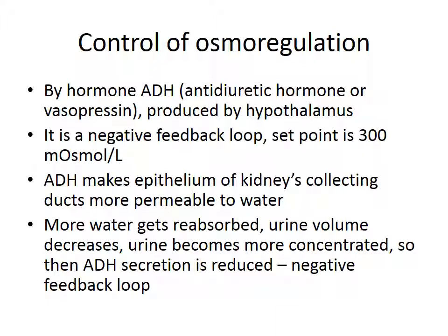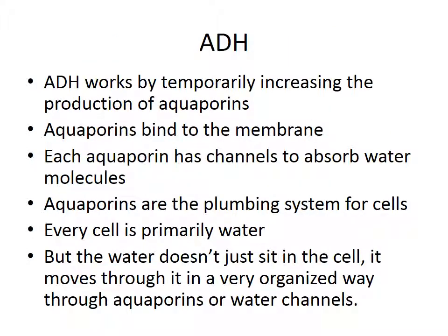ADH makes the epithelium of the kidney's collecting ducts more permeable to water. More water gets reabsorbed, urine volume decreases, urine becomes more concentrated, so then ADH secretion is reduced, and that is why it's a negative feedback loop. ADH actually works by temporarily increasing the production of aquaporins, and these are those tiny channels. Aquaporins bind to the membrane. Each aquaporin has channels to absorb water molecules. Aquaporins are the plumbing system for cells.